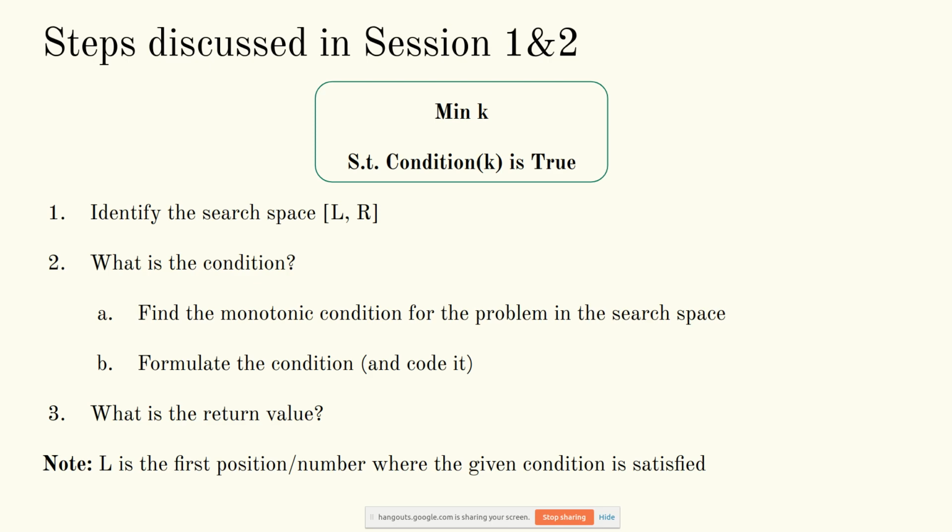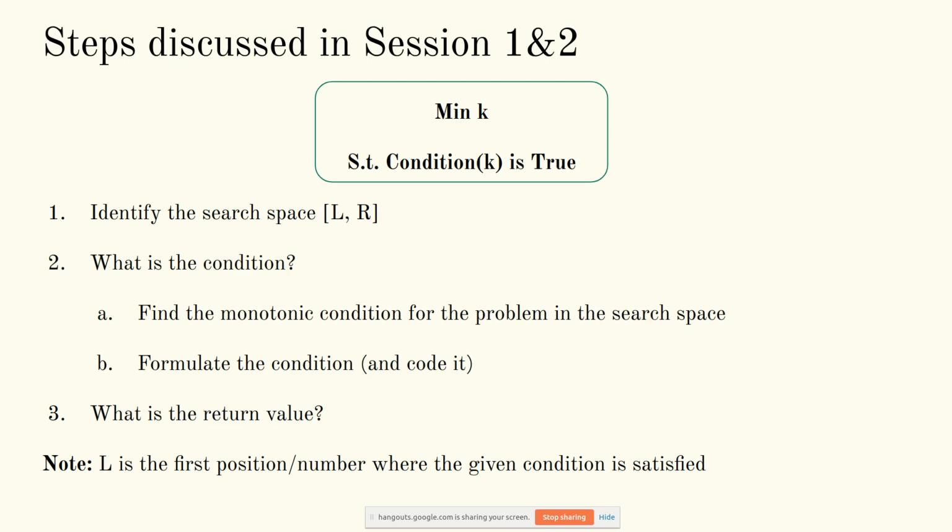The first step is identification of the search space. The second step is looking at the condition, to be more specific, the monotonic condition for the problem in the search space. Then we ask questions to formulate the condition, and we code it, and we specify the return value of the problem. When we return something, we just look at the problem statement and return appropriately.